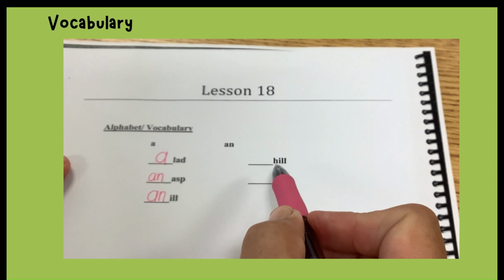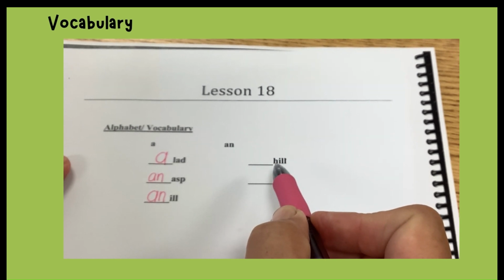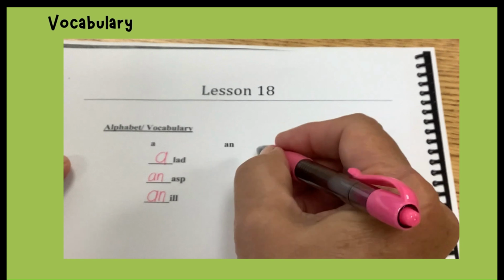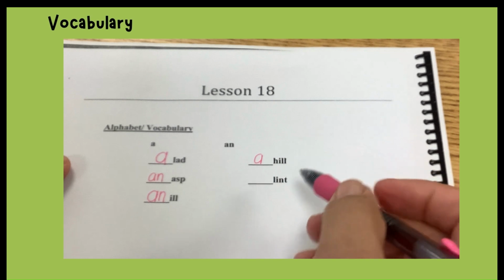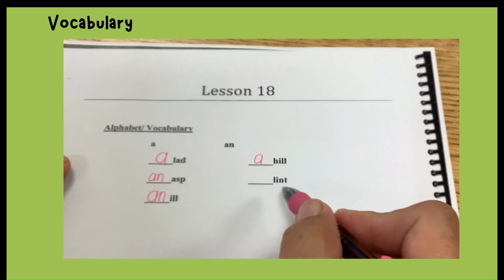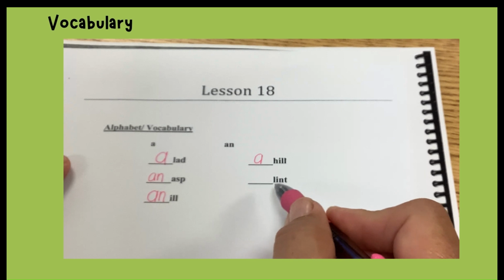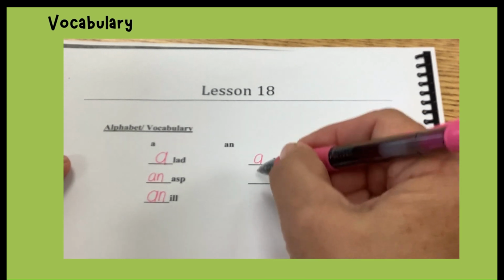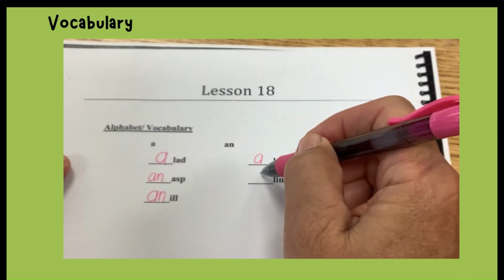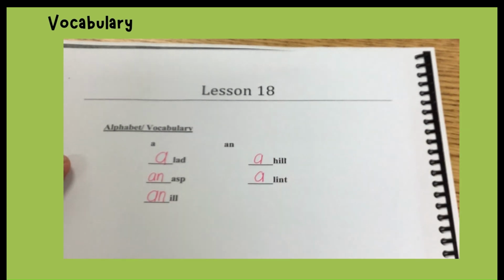Let's go to our next word. Hill. That's one of our new sounds. Is that a vowel sound or a consonant sound? It's a consonant sound, so it's going to be a. A hill or a hill. Both are correct. And our last word, lint. Lint starts with L. Is that a vowel sound or a consonant sound? Correct, it is a consonant sound, so it's going to be a. A lint or a lint. Nice job.